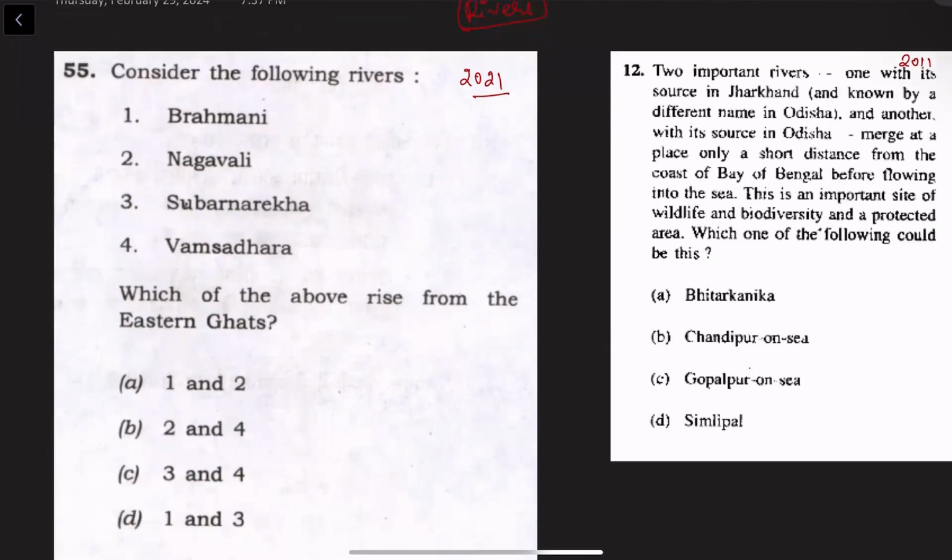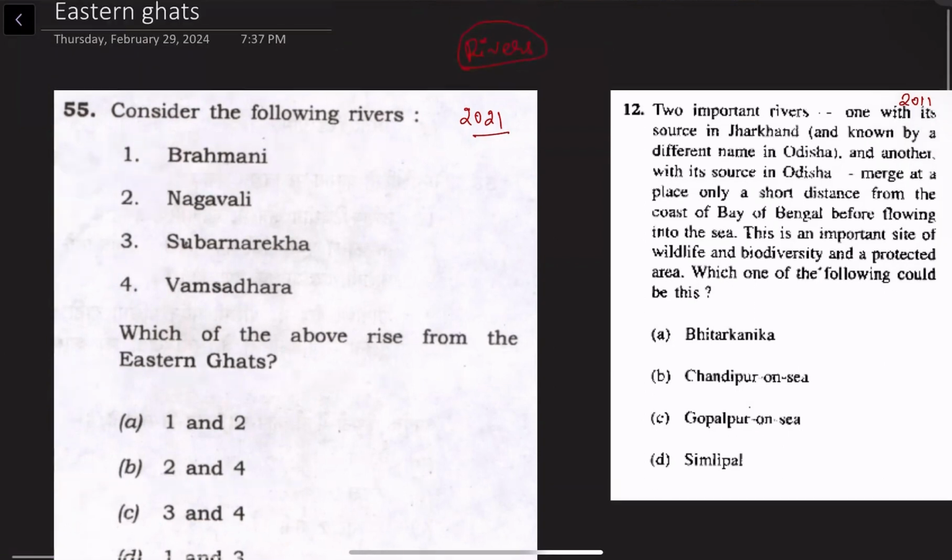Consider the following rivers. There are 4 rivers mentioned. And usually these 4 rivers, Brahmani, Nagavali, Subarnarekha, Vamshadhara, we don't see as part of the mainstream rivers, be it Ganga, Yamuna, Kaveri, Godavari. These are certain small rivers which flow in particular states, and the aspirants who belong to those states will be familiar with these rivers. But how can we handle this kind of thing?